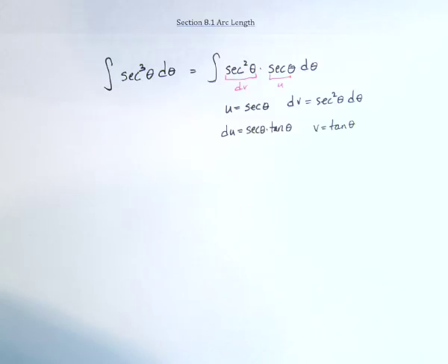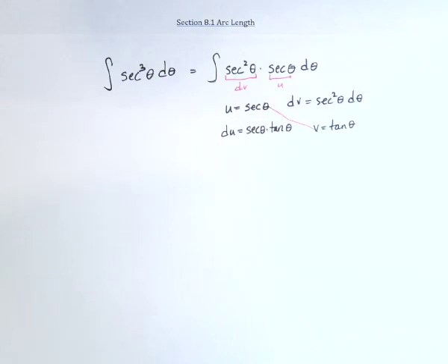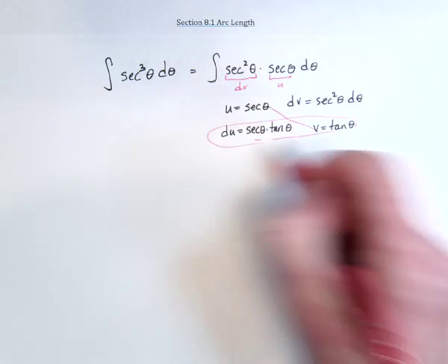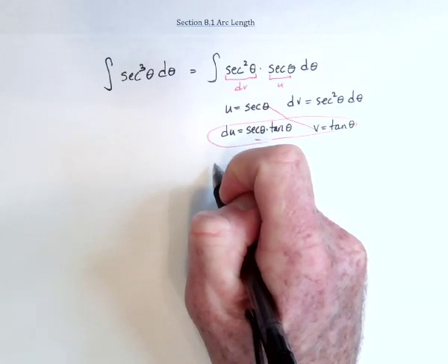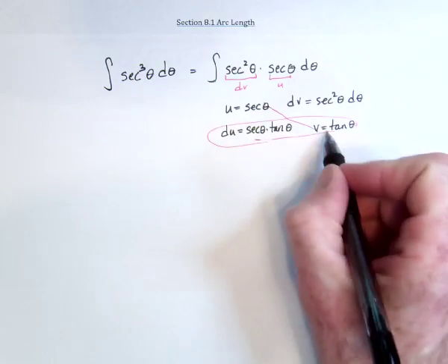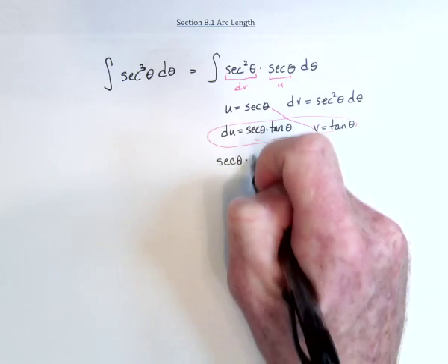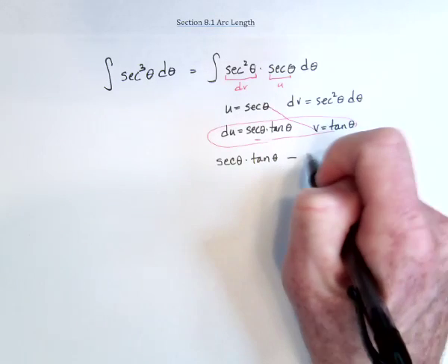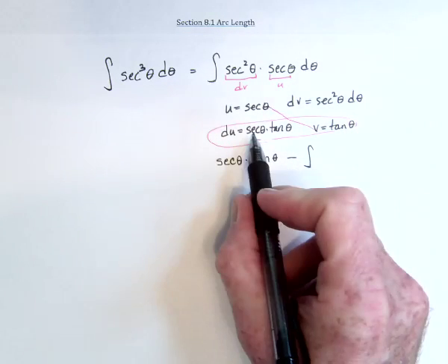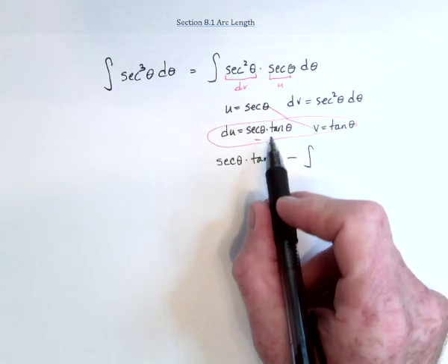All right, for integration by parts, it says multiply the u and the v, first of all, and then integrate the v du. So we would have the u times the v is going to be secant of theta times tangent of theta, and then minus the integral of v du is going to give us a tangent squared times a secant.